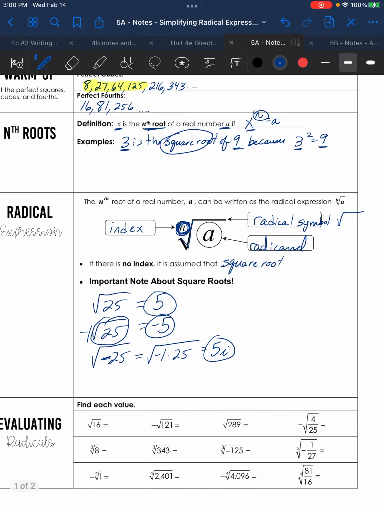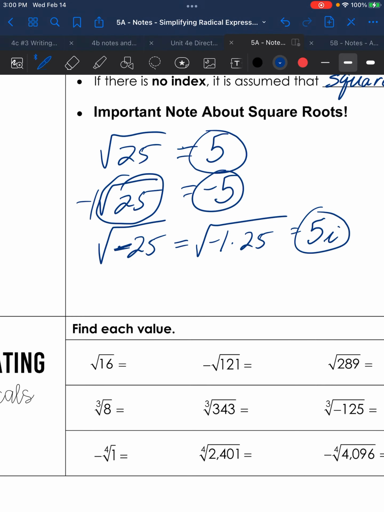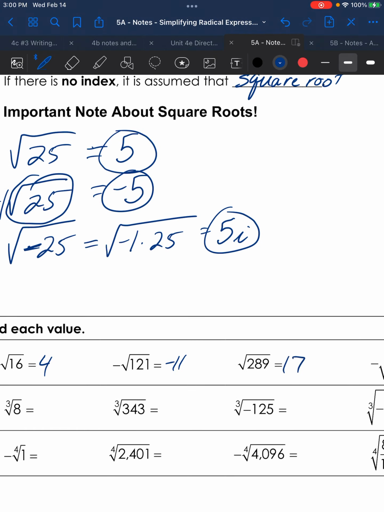Down on the bottom here, filling these in. Nothing crazy about these. Square root of 16, nothing different, it's 4. Square root of 121 is 11, and then there's a negative on the outside. 289, I believe, is 17.